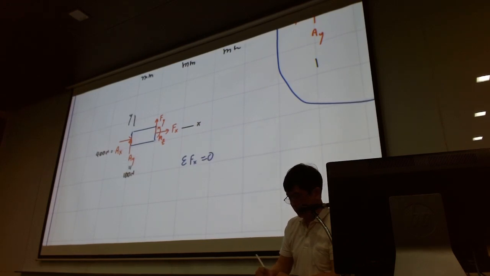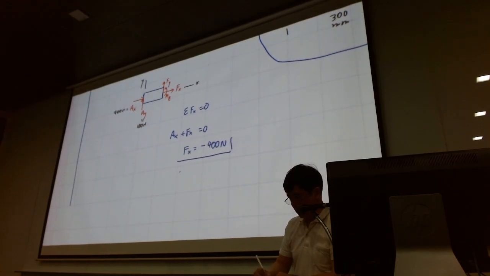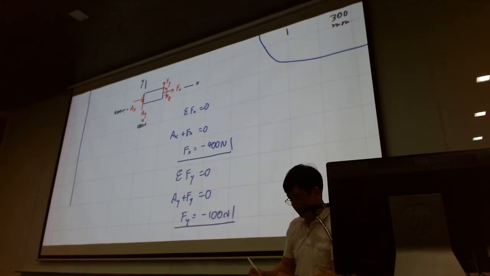So in this case, we're going to go through the process and say summation of the force in the x equal to 0. You have AX plus Fx equal to 0, so Fx equal to negative 400 Newton. Sum of the force in the y equal to 0, you have AY plus Fy equal to 0. So Fy itself equal to minus 100 Newton.